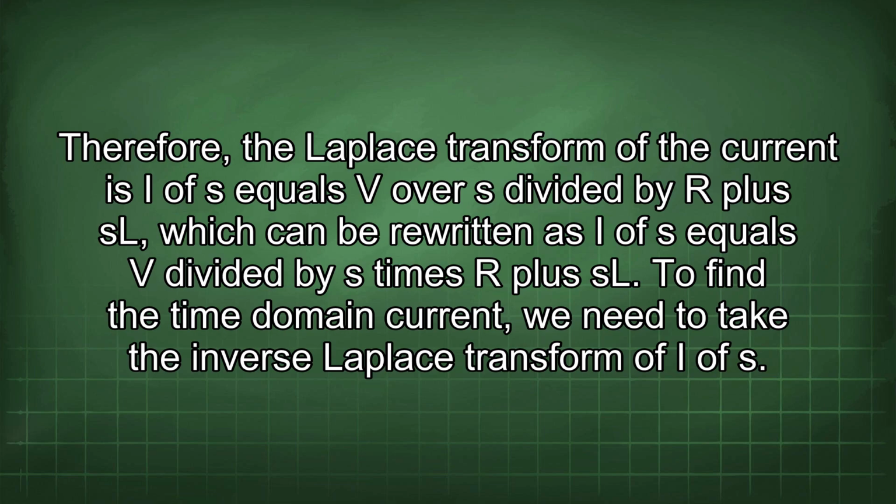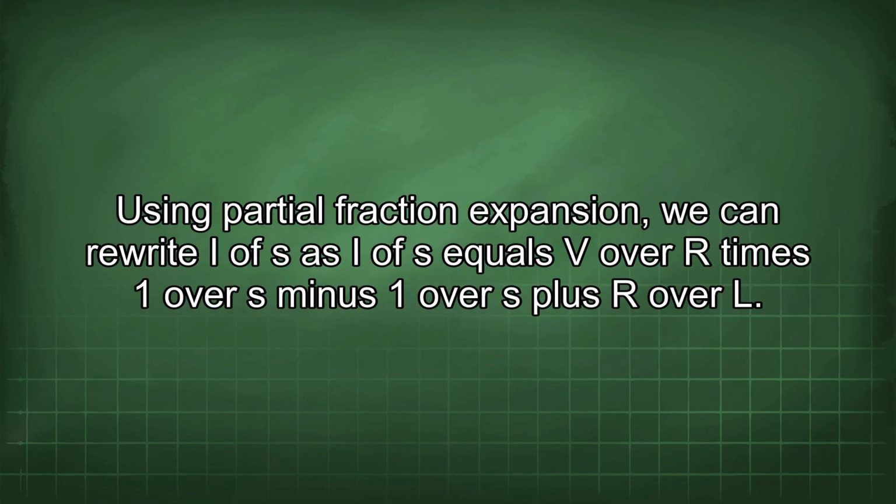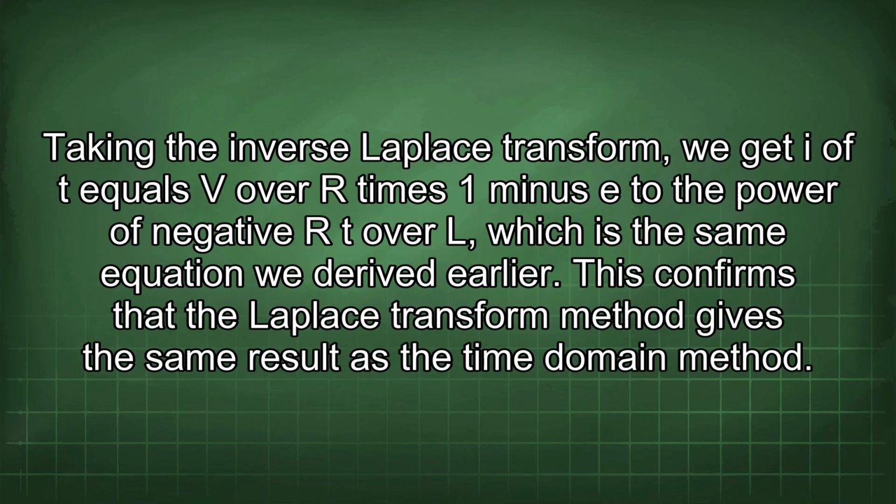To find the time domain current, we need to take the inverse Laplace transform of I of s. Using partial fraction expansion, we can write I of s as I of s equals V over R times (1 over s minus 1 over (s plus R over L)). Taking the inverse Laplace transform, we get i of t equals V over R times (1 minus e to the power of negative Rt over L), which is the same equation we derived earlier. This confirms that the Laplace transform method gives the same result as the time domain method.